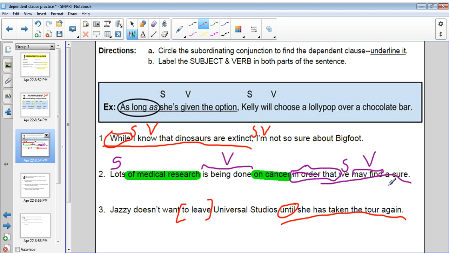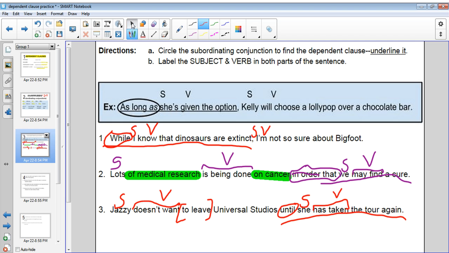Now, just to double check, I want to make sure there's a subject and a verb. She is a subject. Take has a helping verb. Has taken is my verb. In my independent clause, Jazzy doesn't want to leave Universal Studios. I see my subject is Jazzy, who it's about, and what she's doing. Does want, doesn't want.